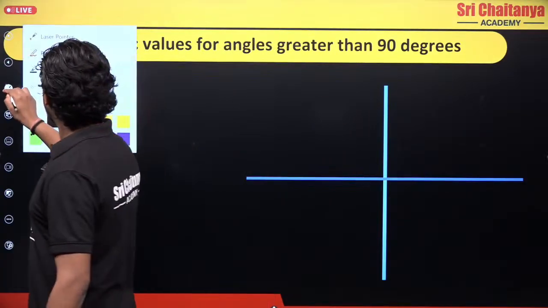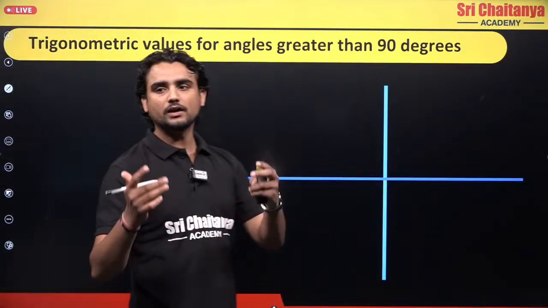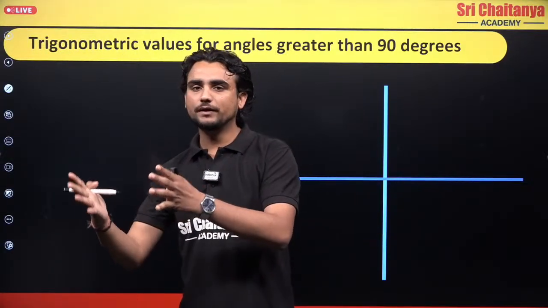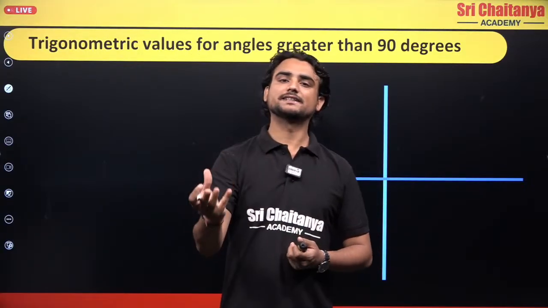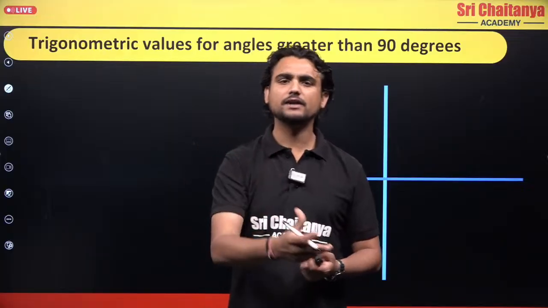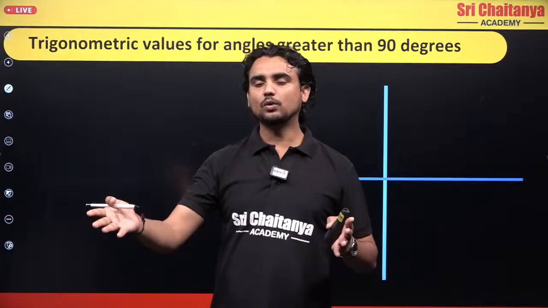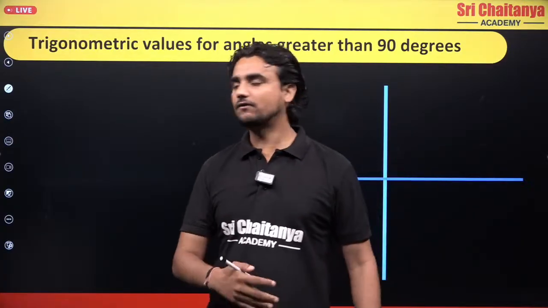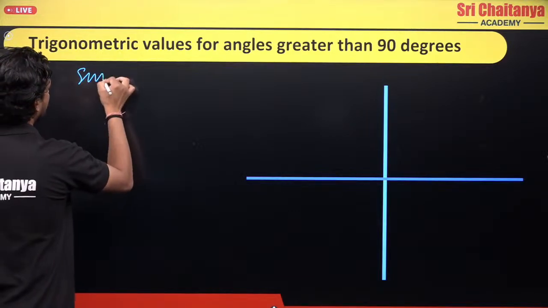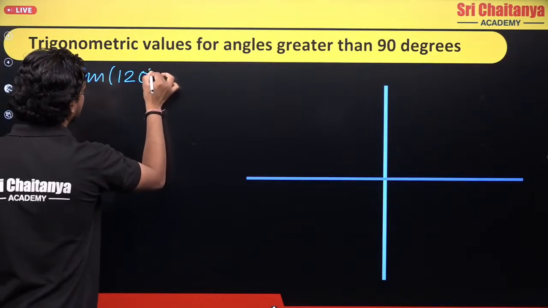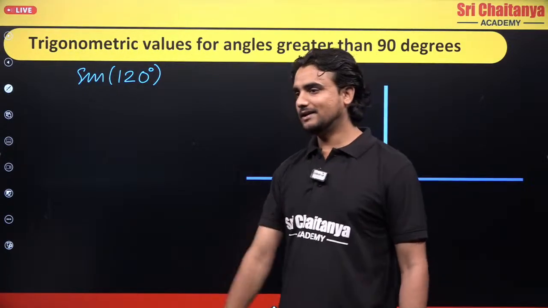Next we'll move on to the next part. So till now we are confining ourselves to angles which are between 0 and 90, whatever values I am finding: sine 60, sine 30, sine 74, tan 15. If you see, all the angles are between 0 and 90. But let's suppose they give you a question to find the value of sine 120 degree. Then what to do in that case? So let's understand.